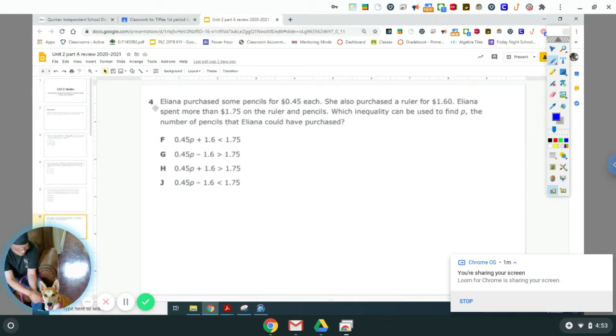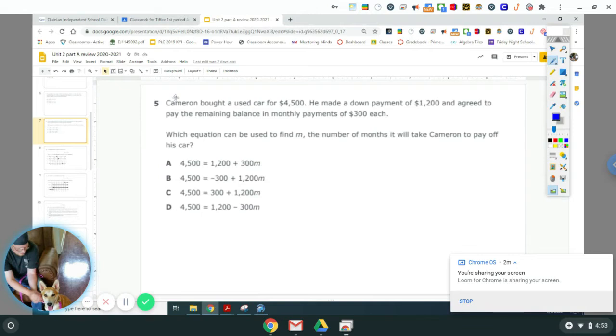Okay, number 4. Elena purchased some pencils for 45 cents each. So it's 45 cents times X. She also purchased a ruler for $1.60. Elena spent more than $1.75, so more than, so it has to be G or H. So H is correct because they're adding the additional $1.60 for the ruler.